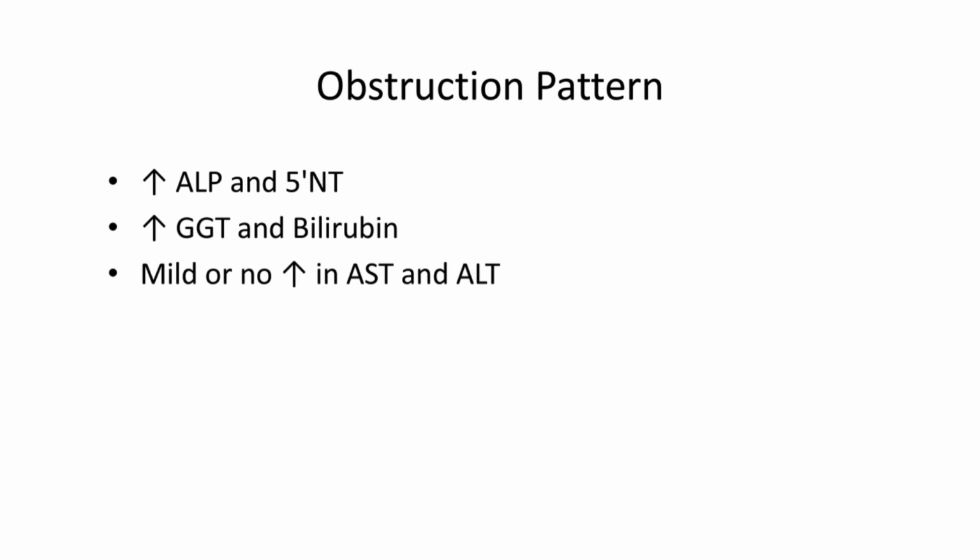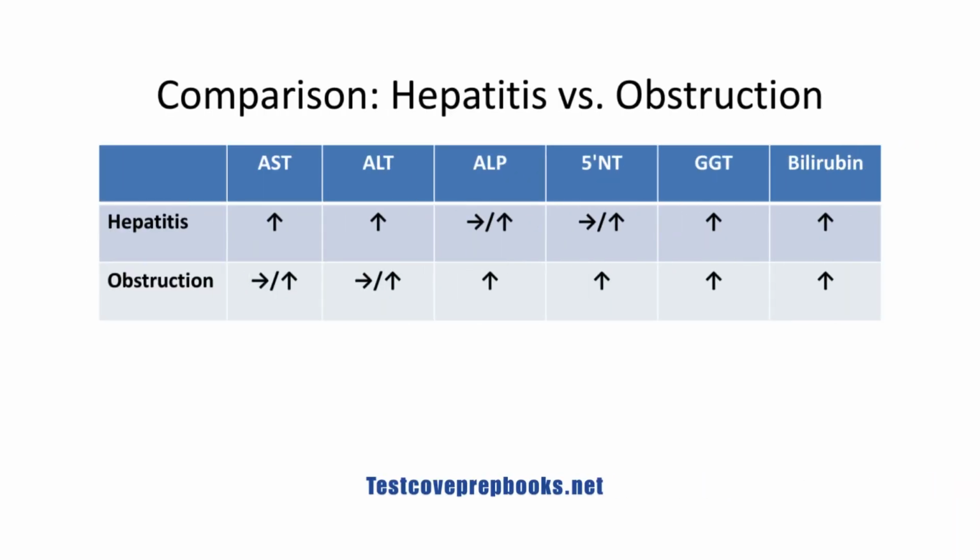The key markers here are elevated alkaline phosphatase and 5' nucleotidase. Both GGT and bilirubin are also increased. AST and ALT may rise slightly, but not as prominently as in hepatitis. To summarize, in hepatitis, the highest elevations are seen in AST and ALT, while in obstruction, the highest elevations are seen in ALP, 5' nucleotidase, GGT, and bilirubin. This comparison makes it easier to differentiate between hepatitis and biliary obstruction when looking at liver enzyme test results.